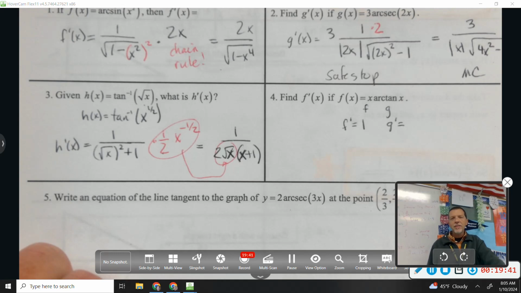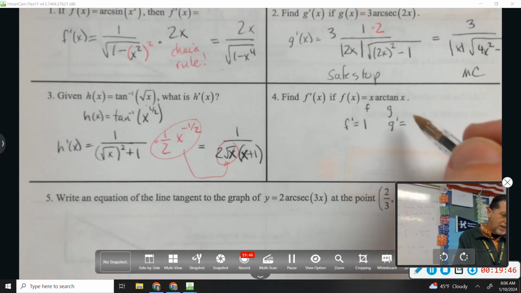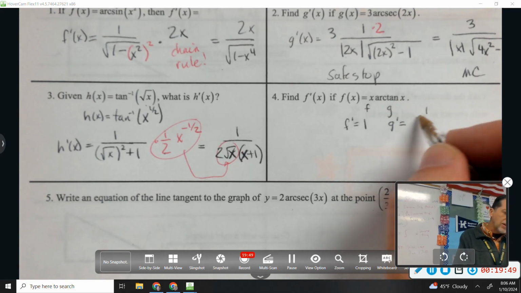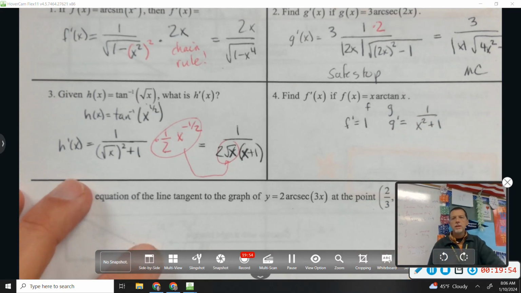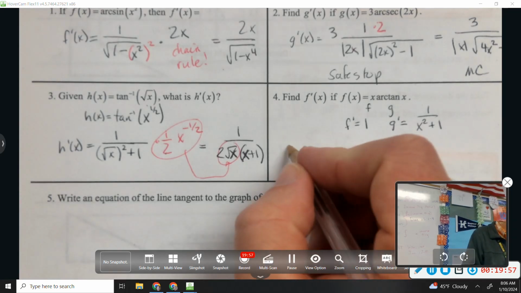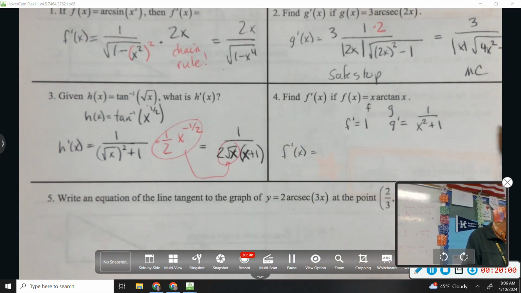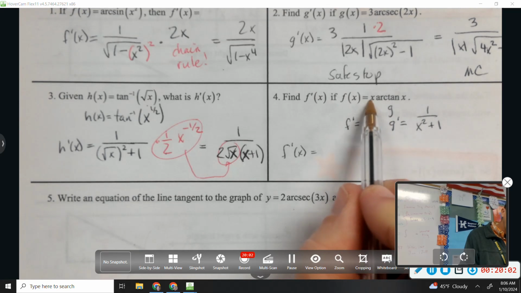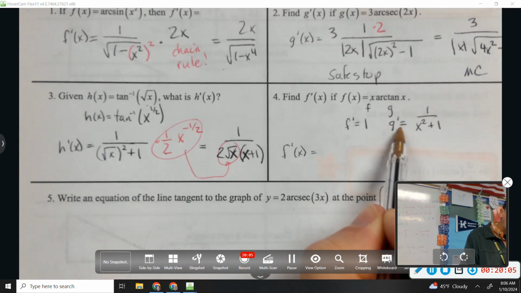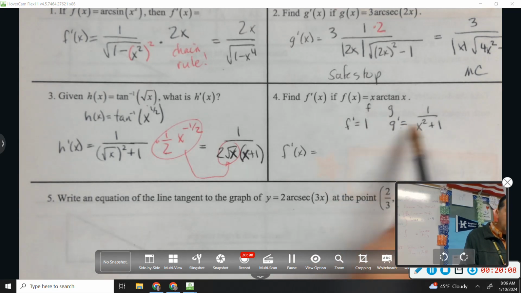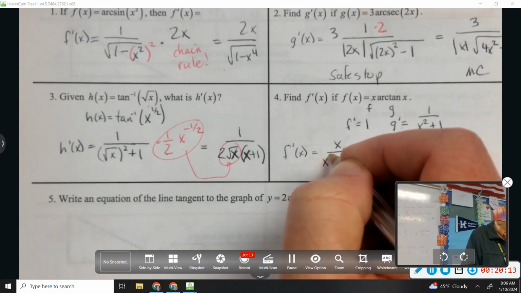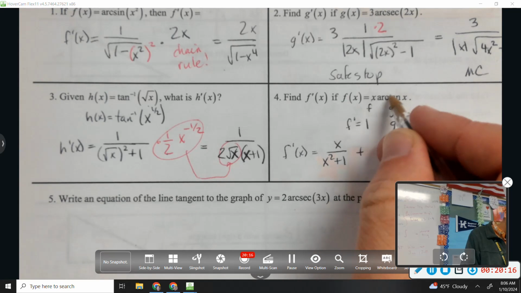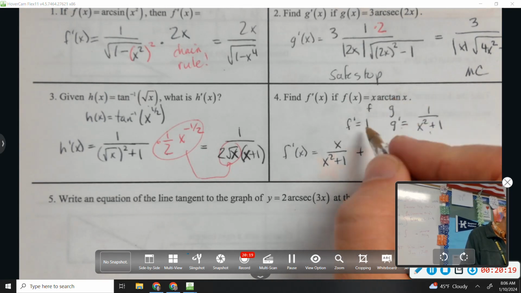So I'll call the first one f and the second one g. Derivative of x is 1, that's easy. Derivative of arctan, that's the easy one, 1 over x squared plus 1. And now I just need to put it all together. So first one times the derivative of the second one. Again, the order doesn't matter because you're going to be adding. First one times derivative of the second one, so x over x squared plus 1, plus the second one times the derivative of the first one.